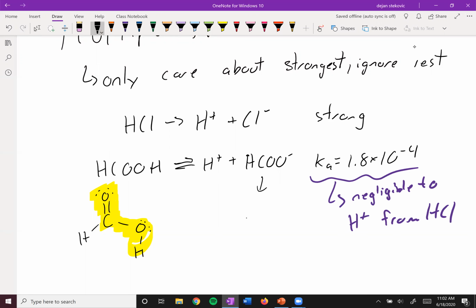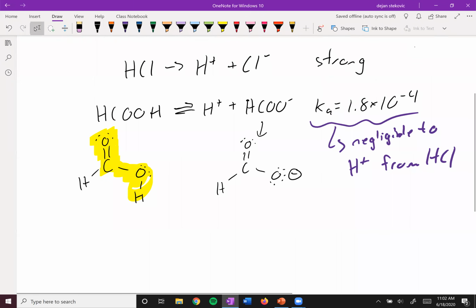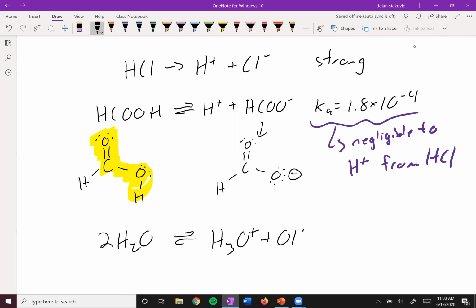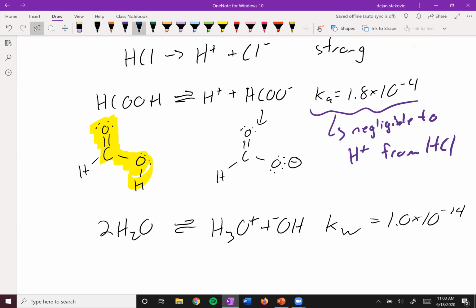Here's the Lewis structure of this conjugate base in case you're interested. It loses the H plus on the oxygen. And you can think about it, we've actually been using this kind of concept this whole time. If we have two waters, they can self-ionize into H3O plus and OH minus, where our Kw is equal to 1.0 times 10 to the negative 14. And this, again, is negligible compared to the other ones.